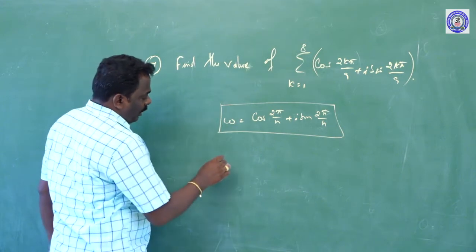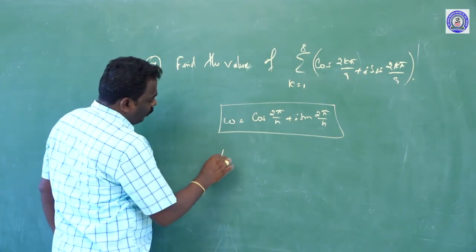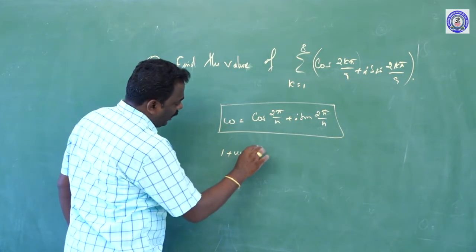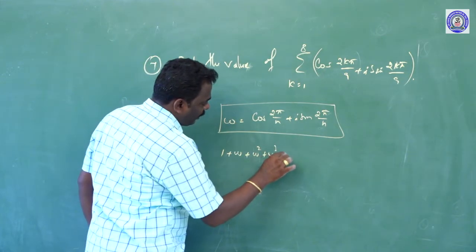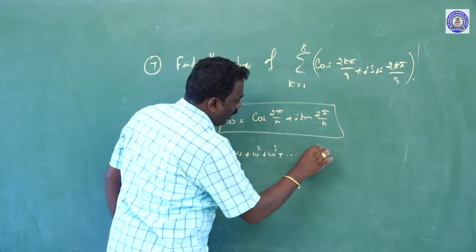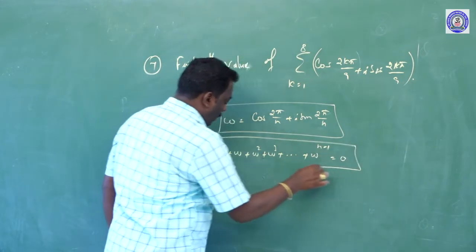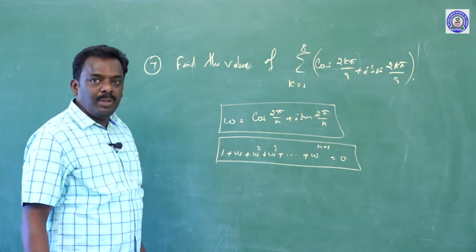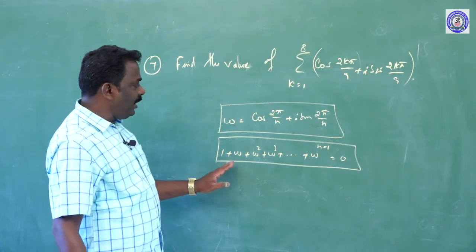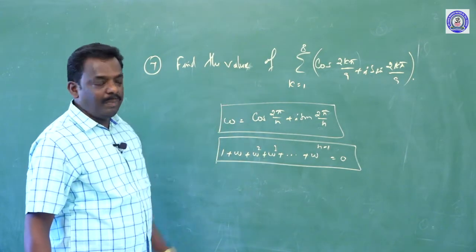Now the sum of the terms 1 plus omega plus omega square plus omega power 3 plus etcetera plus omega power n minus 1 is equal to 0. We know the sum of the roots is equal to 0. Applying this property, we find out the given summation.